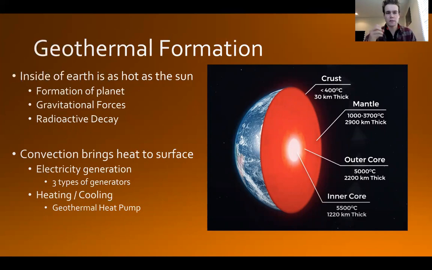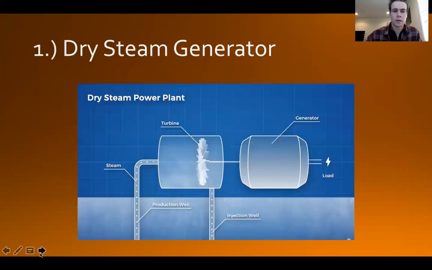So these three things produce a lot of heat, and then through convection, the heat is brought towards the surface of the Earth, which can then be used for electricity generation with three different types of generators, which I will talk about. And then also, it can be used to heat and cool houses or buildings with a geothermal heat pump. So, first, I'll go over the three types of generators.